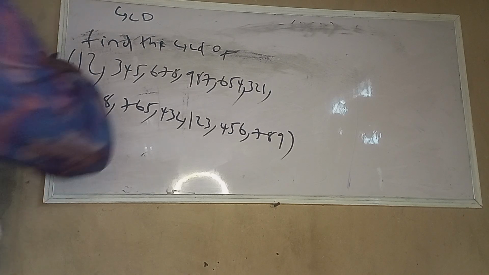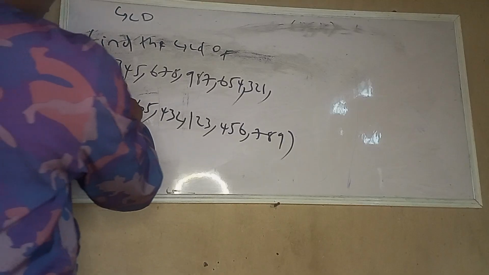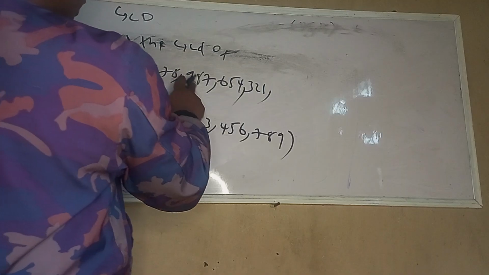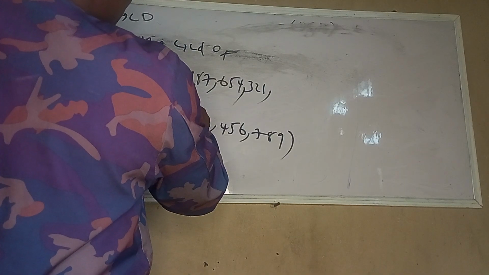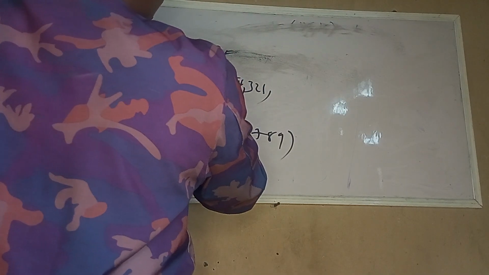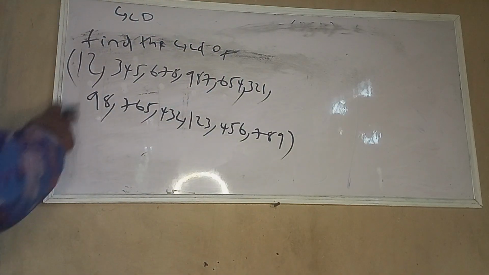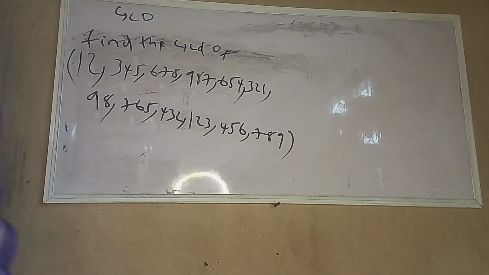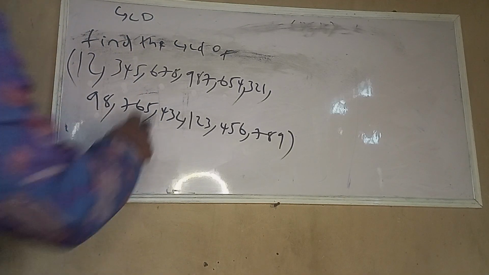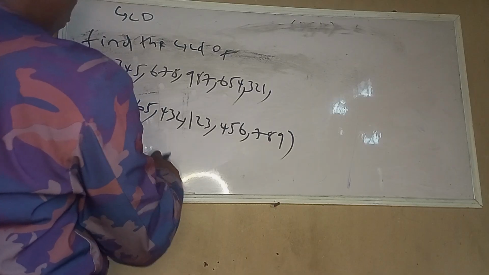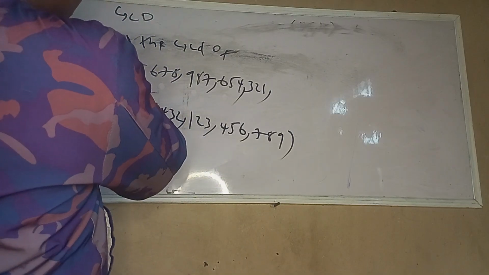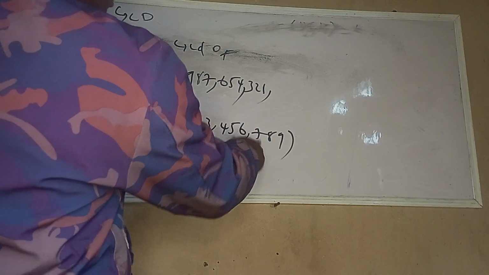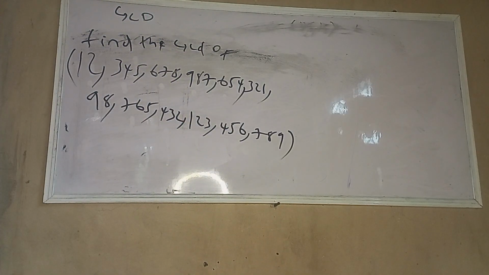So the GCD of 12 quadrillion 345 trillion 678 billion 987 million 654,321, and 98 quadrillion 765 trillion 432 billion 123,456,789. So how can you find this GCD of the numbers?